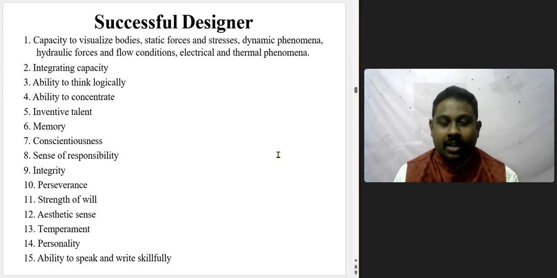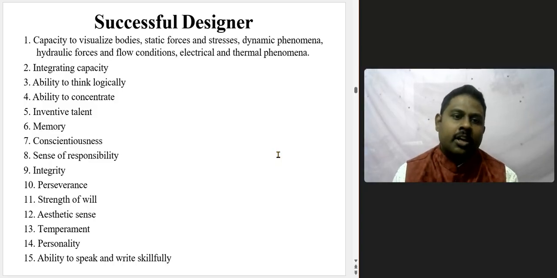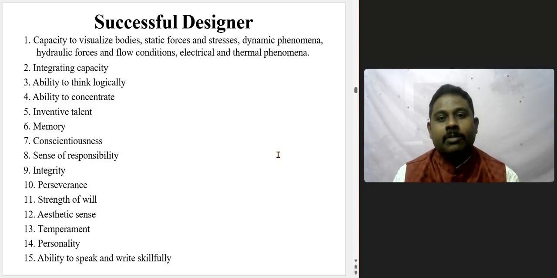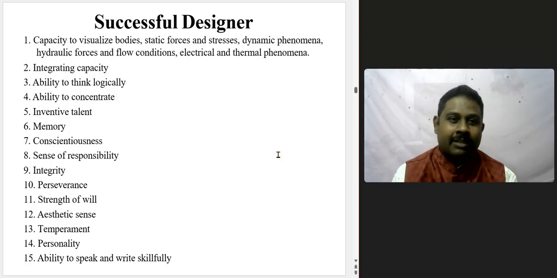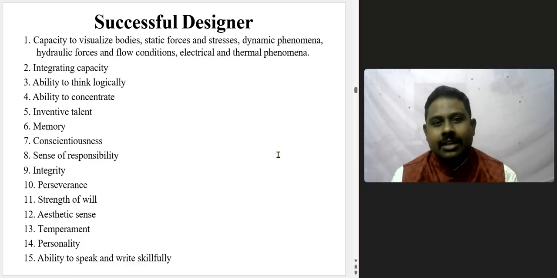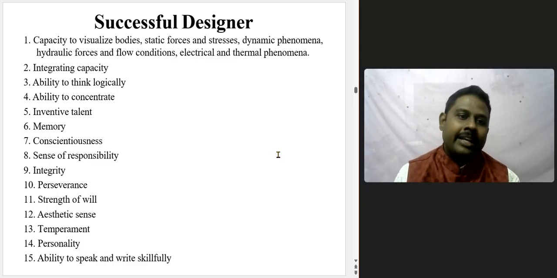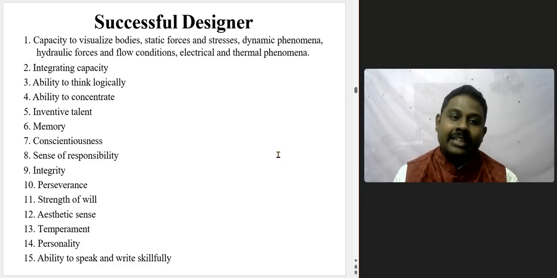For example, Edison used to say, I know 1,000 ways how not to make a bulb. So he tried that many times to make a glowing bulb in front of our eyes. 1,000 times he failed, but on the 1,001st time he passed. So that is a very, very important story for being a designer. And ability to concentrate. Then inventive talent.